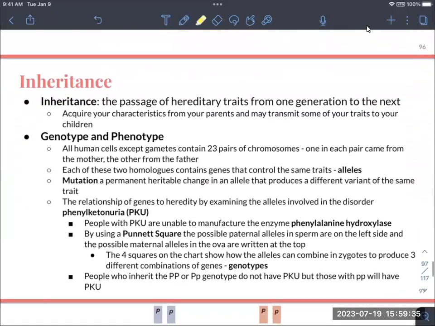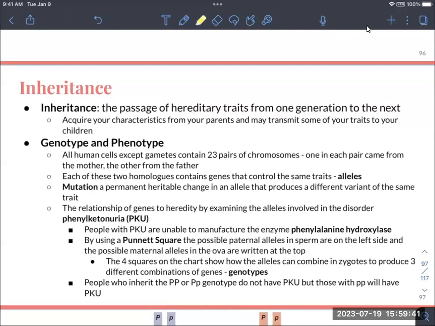So, inheritance. About 20 slides here on inheritance. Inheritance is the passing of different traits from one generation to the next. So it's the different characteristics you get from your parents, and what you would possibly pass down to your children someday, if you choose to have them.